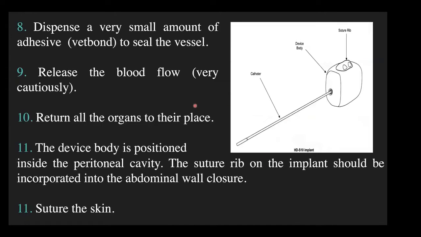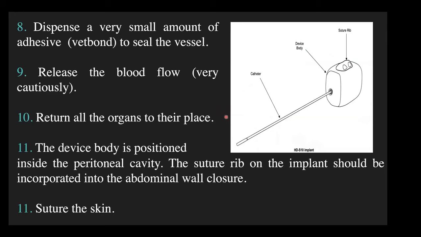Now you need to dispense a small amount of adhesive. I use the Vetbond to seal the vessel. Give it a couple of seconds to make sure that it is well sealed, and then release the blood flow and be very cautious in case it's still bleeding. And then if you don't have bleeding, go ahead and return all the organs to their place.